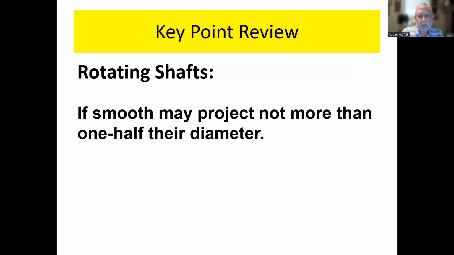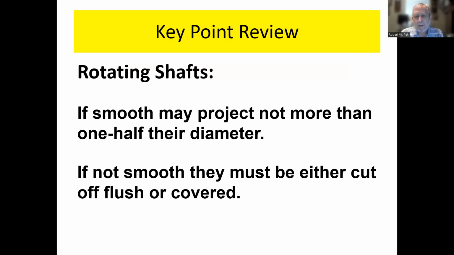Rotating shafts. If it's smooth, it may project not more than 1/2 the diameter. So if you have a shaft that's sticking out, and frequently they do, and if it's smooth, well, there's no burrs on it, there's no keyway, which is the most common thing in a shaft that's going to get you on this. But if it's smooth, it can project, but not more than 1/2 the diameter. So if it's a 1 inch shaft, only 1/2 inch. So it's not very much. Now, if it's not smooth, it has either a keyway or burrs or anything on it that is not smooth, they must either cut it off flush or cover it up with a cap.